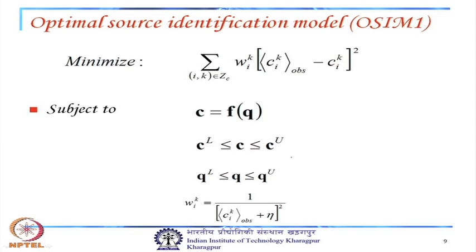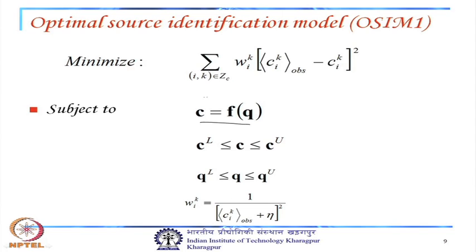So, in this case we can have two optimization problems. First one, this is the observed concentration in the monitoring well, and this is our estimated concentration. We take the square of this difference, and this is a weighted one. The weight is calculated like this: observed concentration plus an eta value. Eta is a small value which gives some kind of support for the weight.